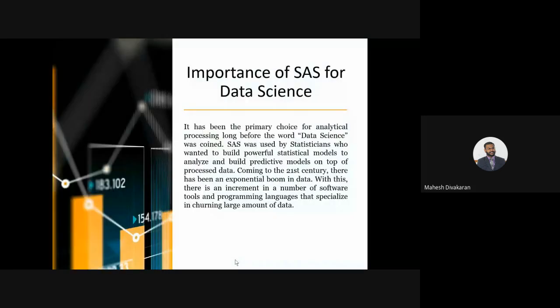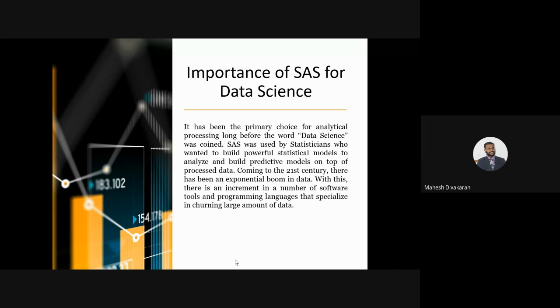So it was actually used by statisticians and business people. They used it to analyze their data, and they came up with predictive models using SAS. Coming to the 21st century, there has been an exponential boom in data. Until then, big data was not there. Only normal data existed, and only a few companies or business giants analyzed their data.